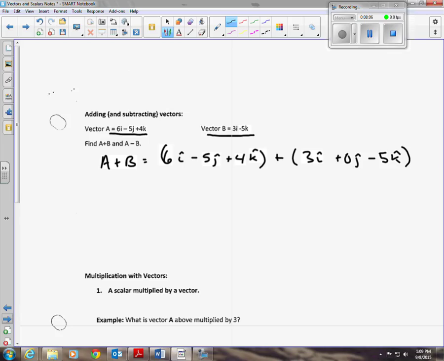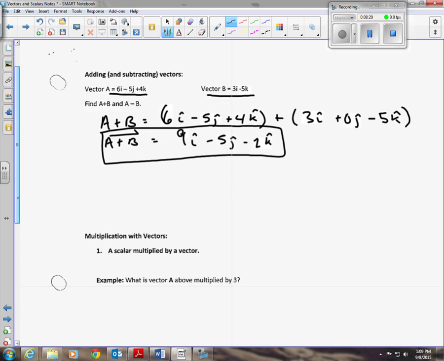Right? Now I can just add the i terms. So that's going to be 9i minus 5j, and then 4k and minus 5k is going to be minus 1k. So that is vector A plus B. So that's actually very simple.